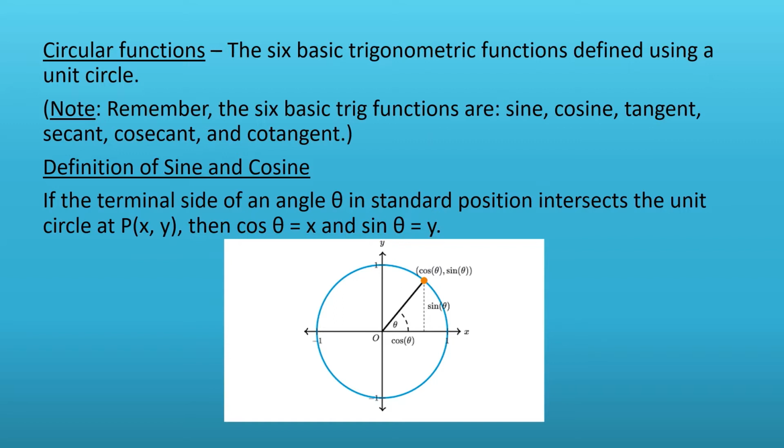And then the cosine of theta represents the x, and the sine of theta represents the y coordinate. Notice here on this graph, cosine of theta goes along the x-axis, to the right, and sine of theta represents the y coordinate because sine of theta goes up and down. And if we look at the ordered pair right here, it is the point cosine theta, because that represents the x coordinate, comma sine theta, because that represents the y coordinate.